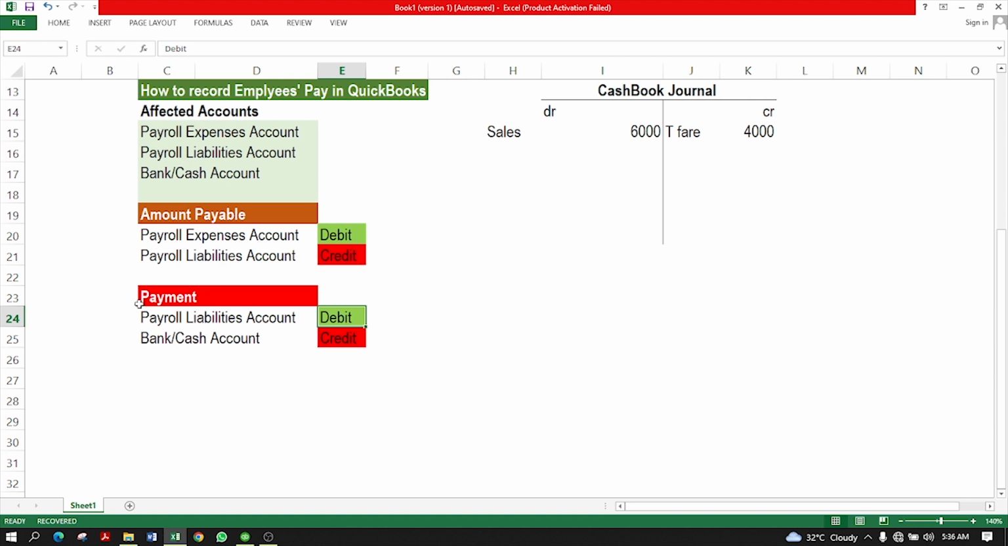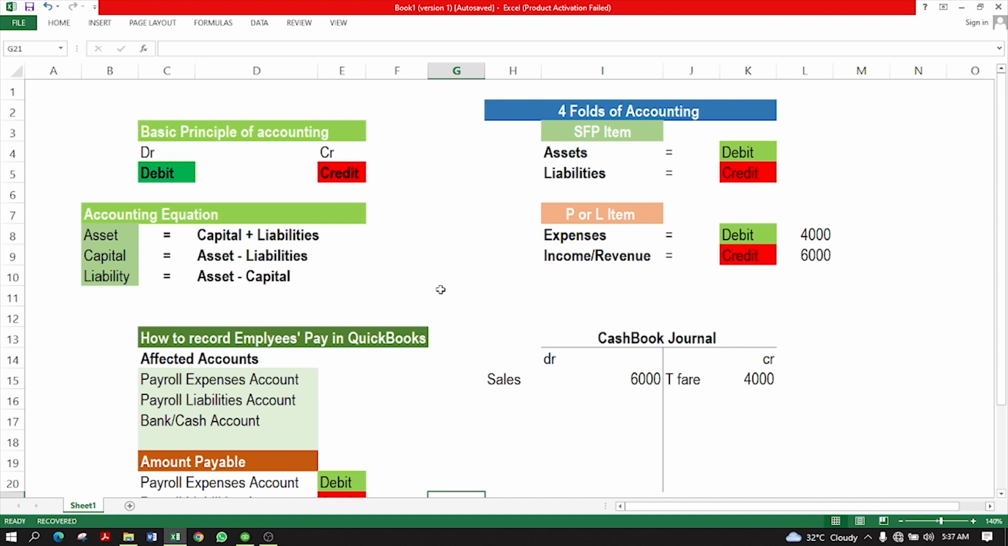And when we have done that, we ask which account this amount is coming out from: our bank account, our check account, or our cash account? Any account we are making the payment from, we select it and credit that account. Remember the principle of double entry: credit the giver and debit the receiver. The giver now is our bank or cash account, so we credit it, and our payroll liability account becomes the receiver, so we debit it. I believe you have understood what I just said.